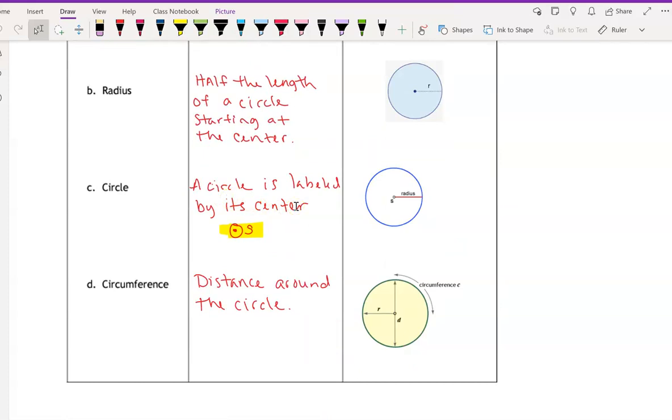A circle is labeled by its center. Do you see how I highlighted here in yellow? I drew a little circle with a dot in it and then put an S, because if you look at the image, that's how we label or identify this particular circle. Circumference. It's just the distance around the circle. So as you can see here, circumference is the distance all the way around. How far is it from here to go all the way around and reconnect? What is that distance?